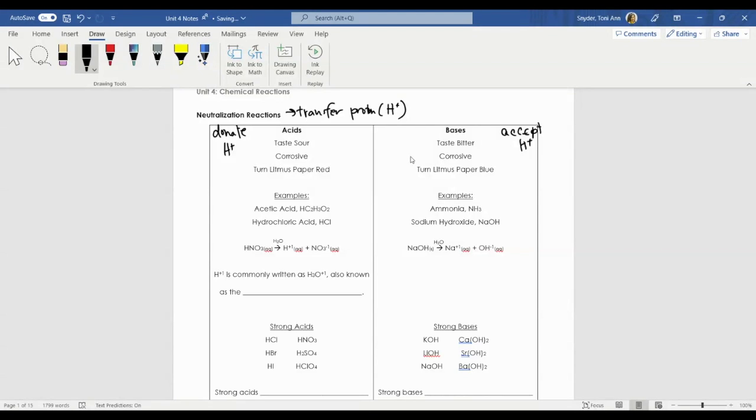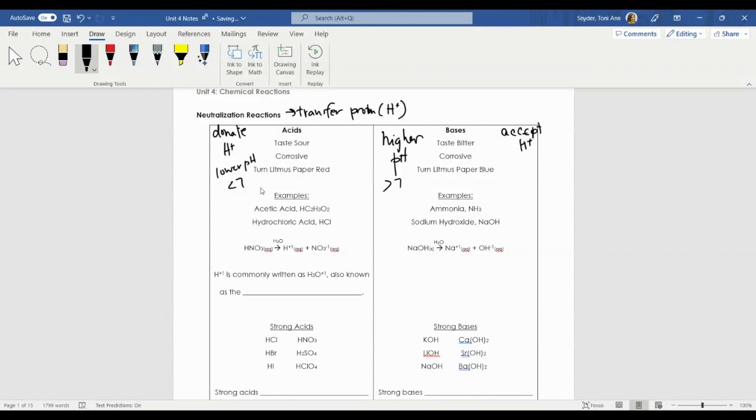Bases, I don't think it's on here actually, but bases have a higher pH. And we say higher pH is above 7, so we'll say greater than 7. Whereas acids tend to have a lower pH, so less than 7. And here are some examples. I have acetic acid and hydrochloric acid. Acetic acid is just a fancy way to say vinegar. And some examples of bases, we have ammonia and sodium hydroxide, which is lye.